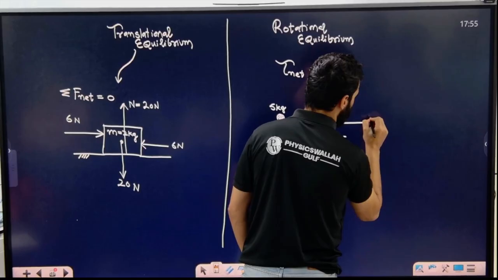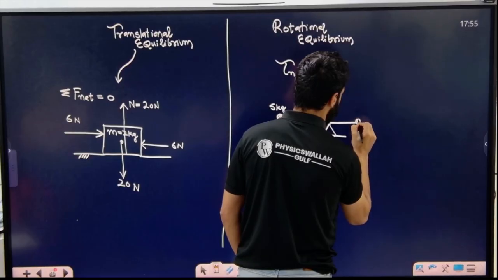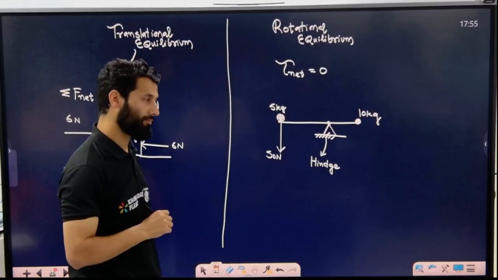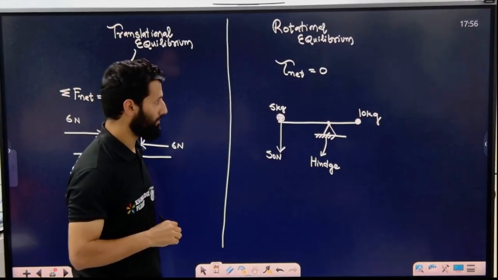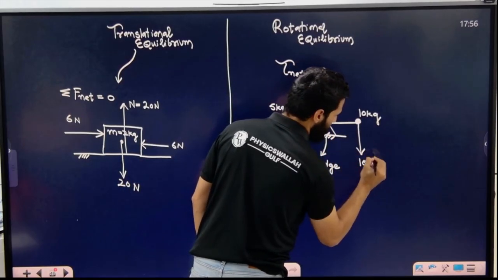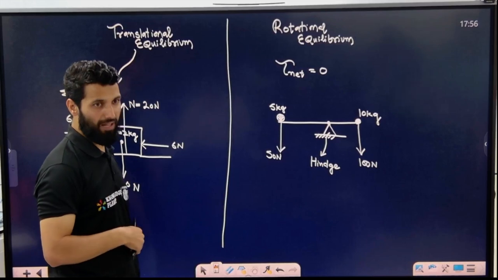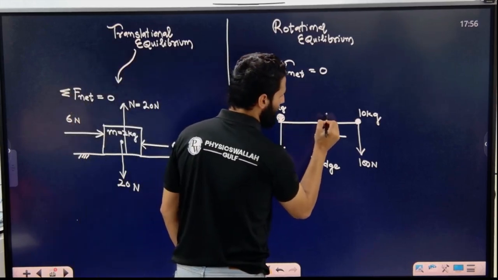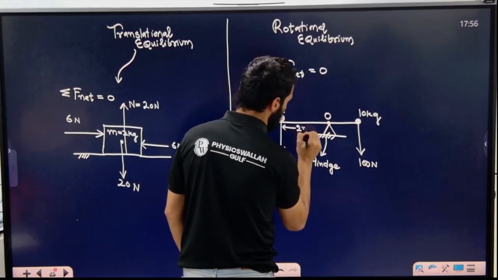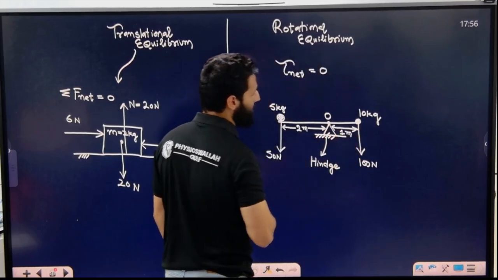Let's say from the other side we have a 10 kg object. How much force will be there? 100 newtons. Now if we balance torque about this point, let's say this point is O. Let's say this distance is 2 meters, and this distance is 1 meter.